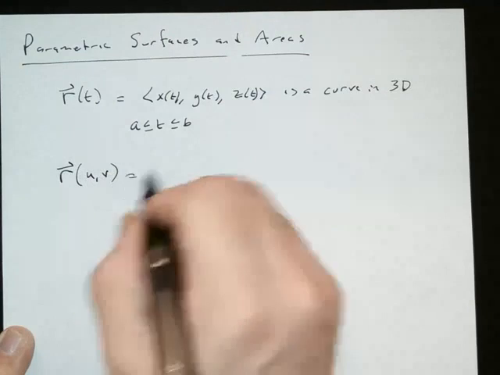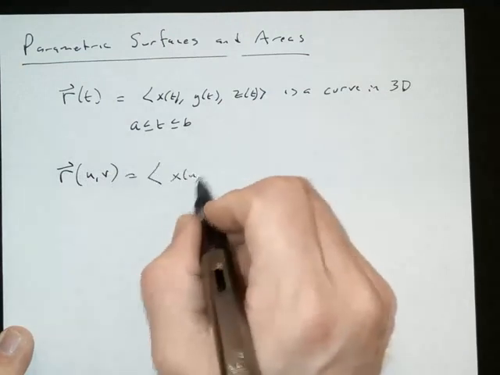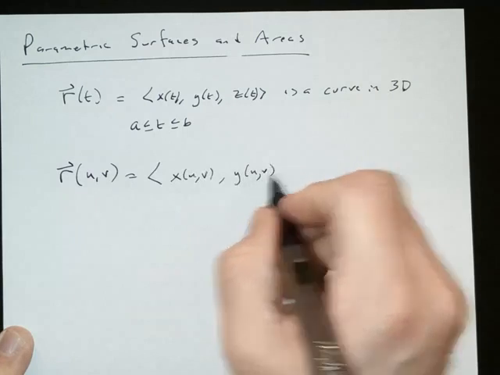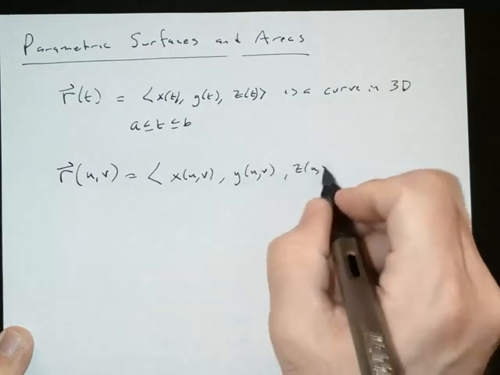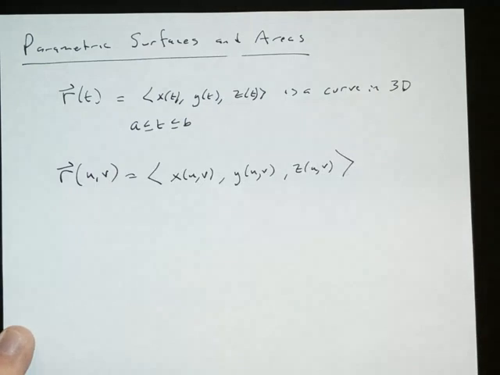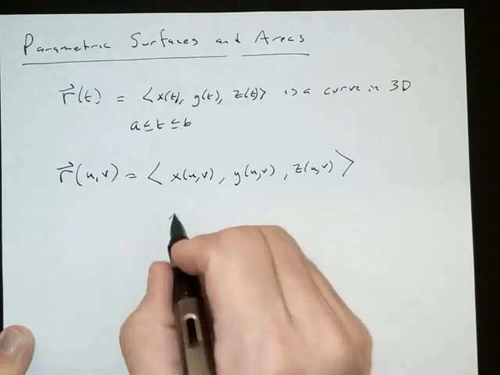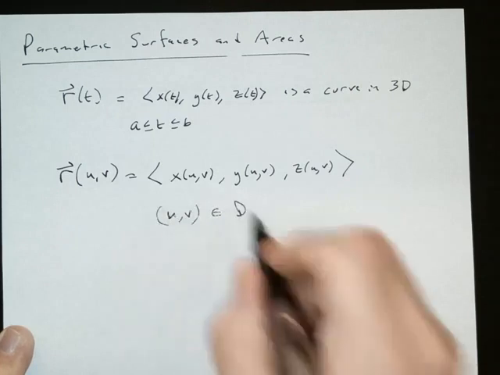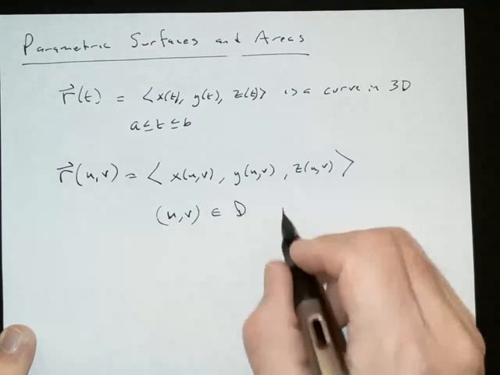And so we're going to end up with 3 functions, of which are functions. Which means that I need 2 domains. I need u and v to be points in some domain D.